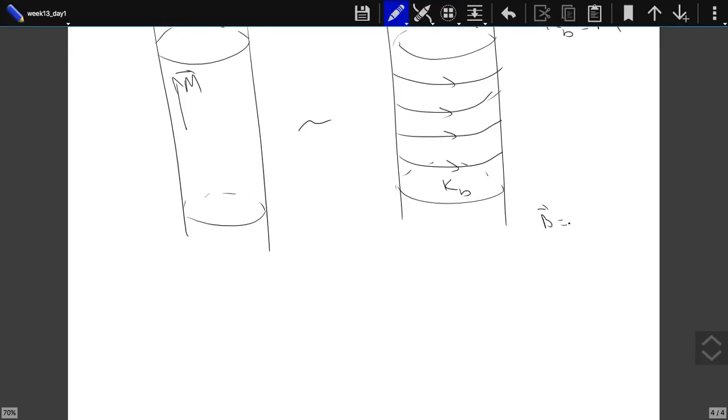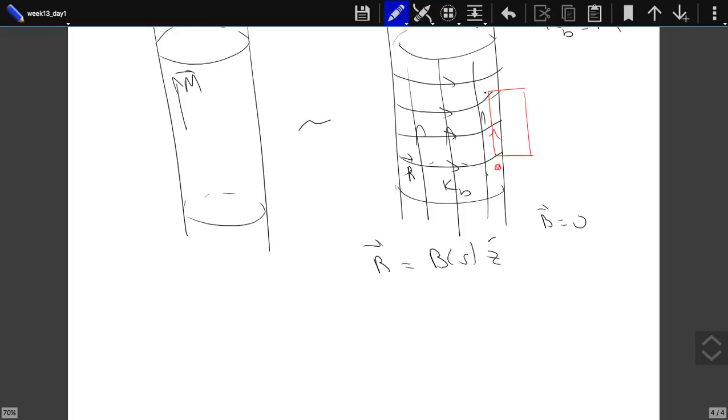Now outside, B will be 0. Inside, B will not be 0. And B will be in the Z direction. B might depend on s. It can't depend on the phi coordinate. It cannot depend on the Z coordinate. And it will be in the Z direction. So we can just imagine such a hypothetical loop, A, B, C, and D.